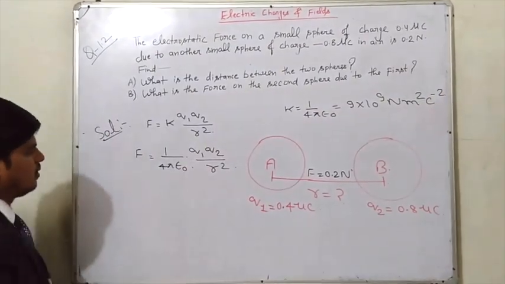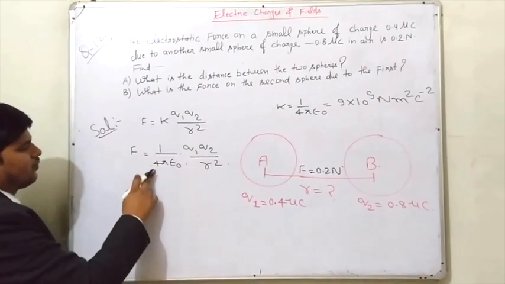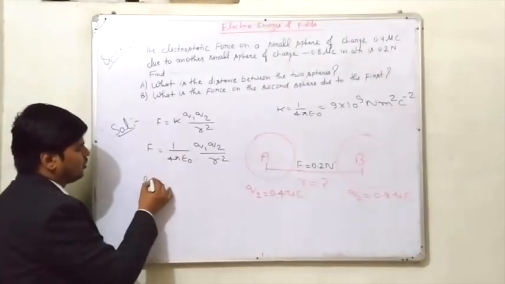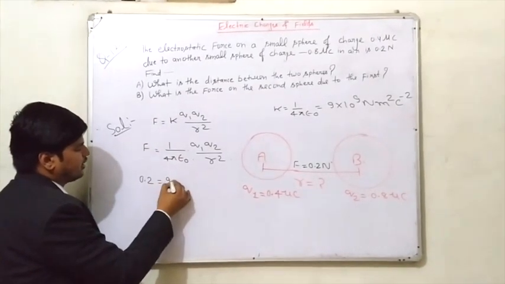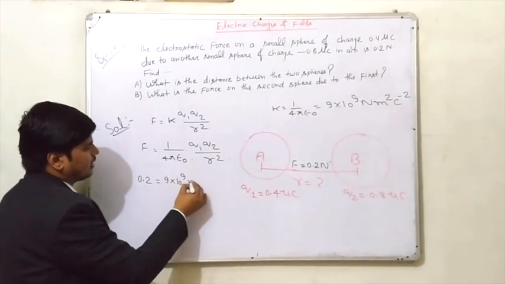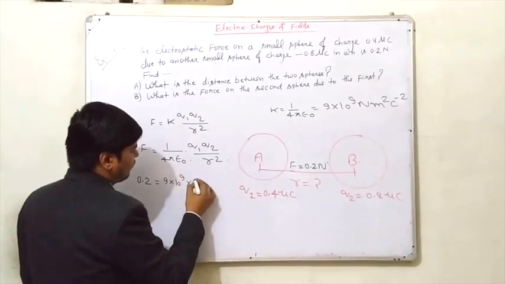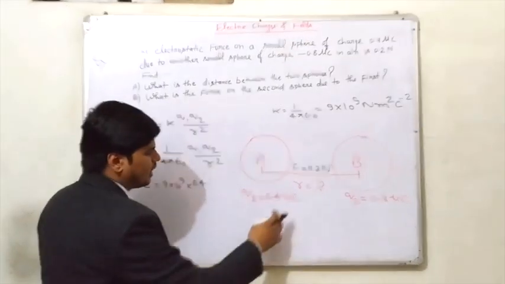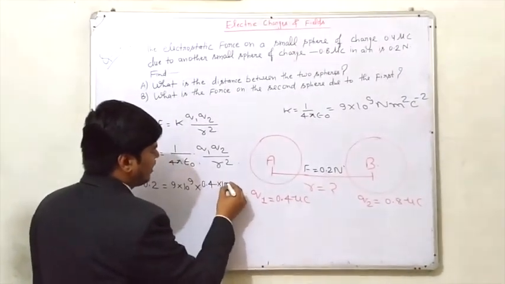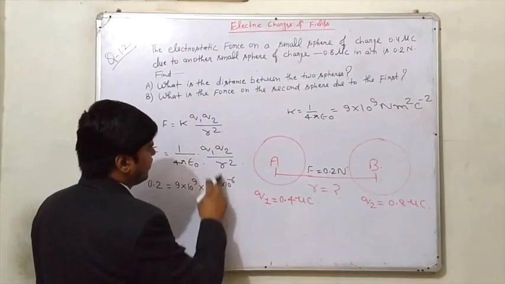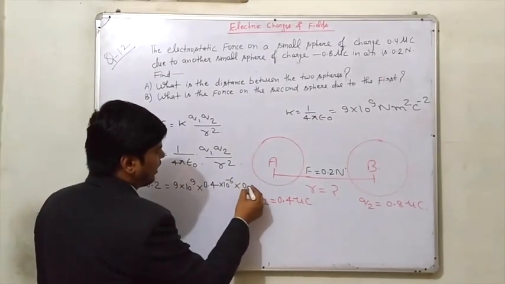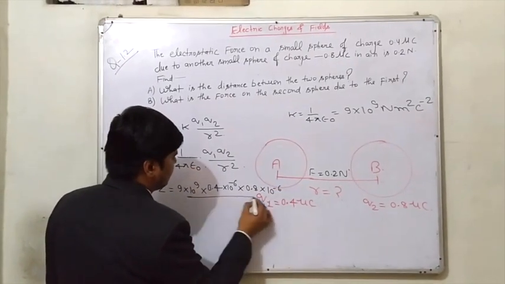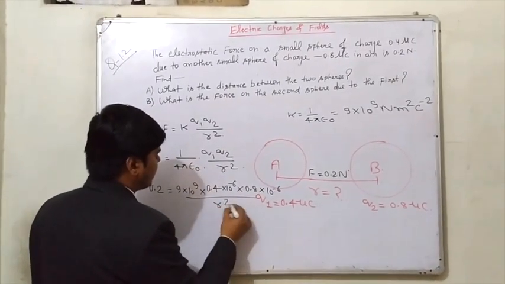Okay, students? F equal to 1 upon 4 pi epsilon naught Q1 Q2 upon R square. Put the values. 0.2 Newton is the force, equal to 9 into 10 to the power 9, and the value of Q1 is 0.4 microcoulomb. Convert this into SI unit, that is coulomb: 0.4 into 10 to the power minus 6. Then we put the value of Q2, 0.8 microcoulomb, 0.8 into 10 to the power minus 6, divided by R square.